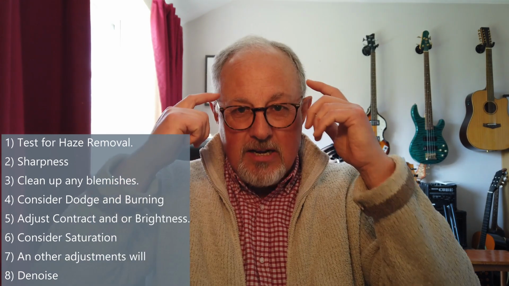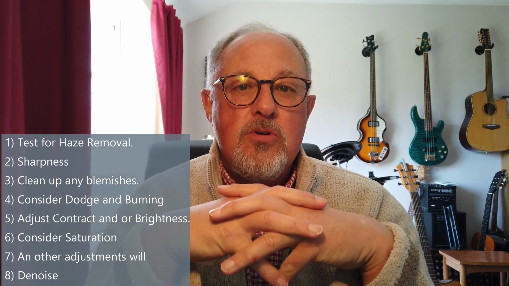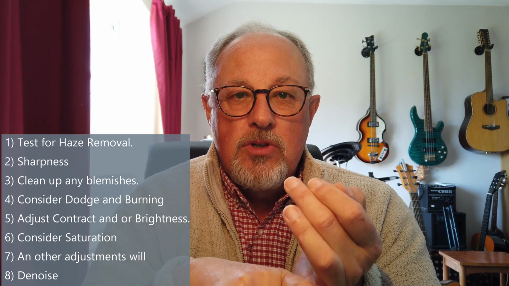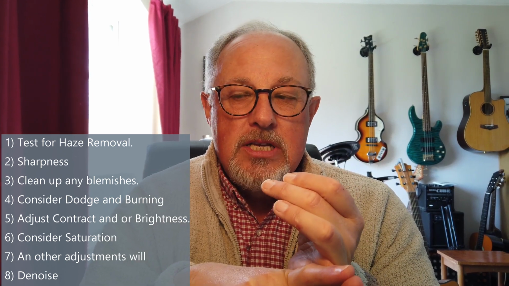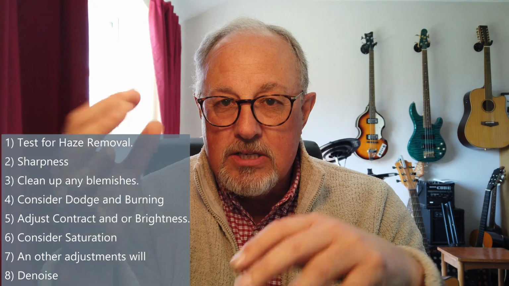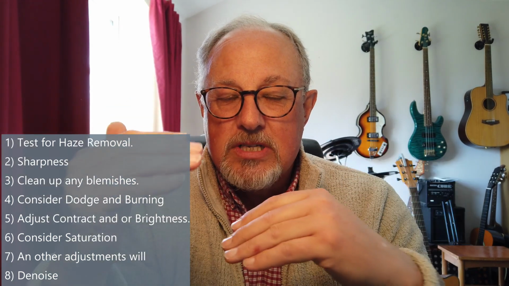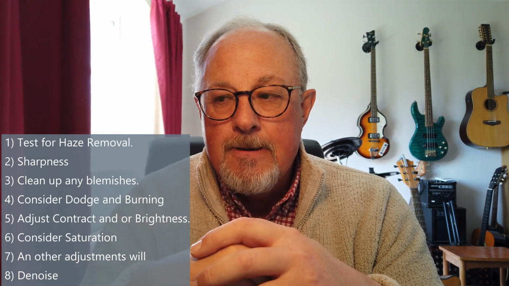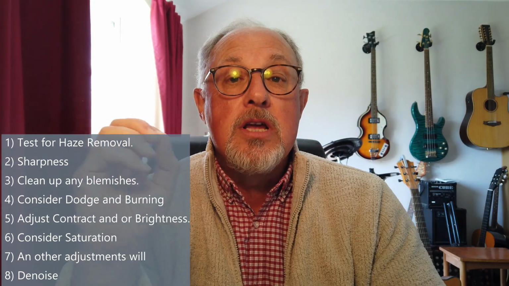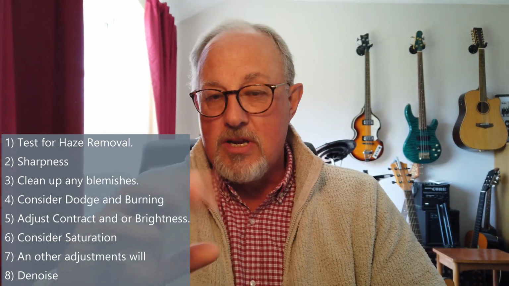For the most part, it might just be sharpening an image, but there are a number of factors. I've got 8 factors that I initially always think of when I'm doing post-processing. So first of all, I will test for haze removal. Haze removal is a tool that will remove contrast and brightness. It does the adjustment of the contrast and brightness, but it's almost like applying a polarizer filter too. So if you've got a blue sky, haze removal will enhance the blue sky. But I'll show you that as we go through.